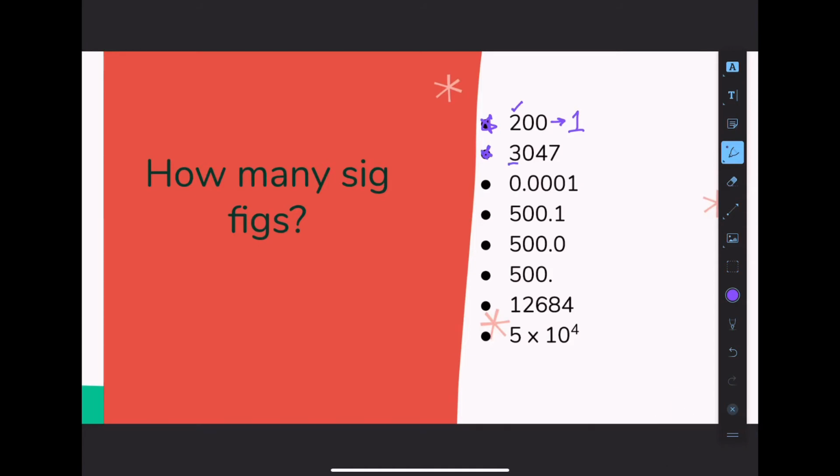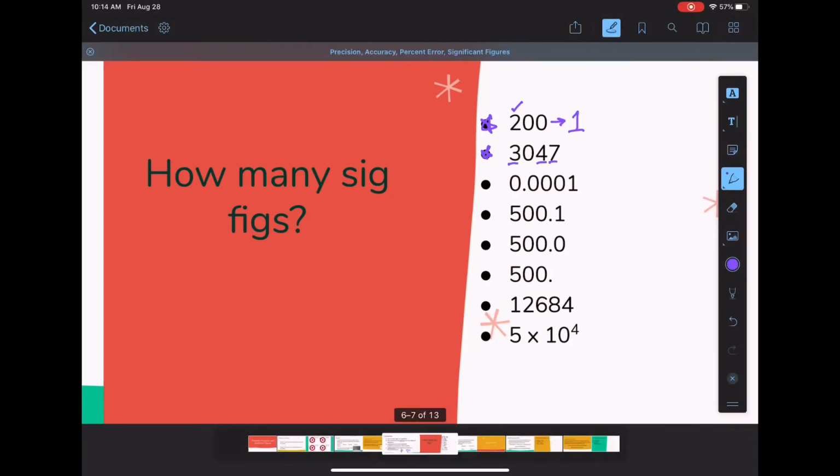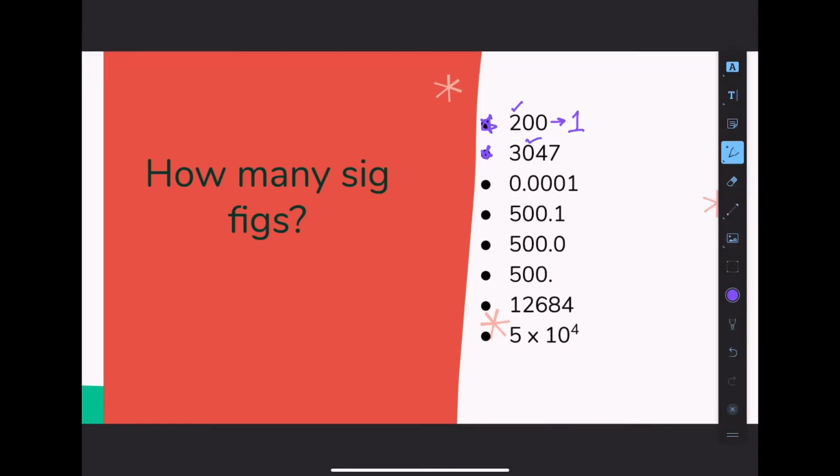This one right here, 3047. We know that this, and this are all going to be considered significant, but what about the 0? It's always about the zeros with these. So the 0 here is significant because it is sandwiched. You always want to see if something is going to be sandwiched between two other non-zero digits, and so for this, we have 4 significant figures.